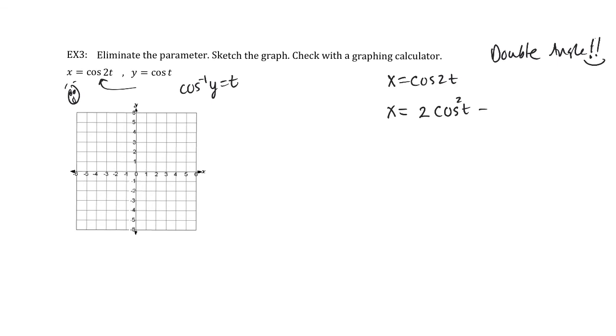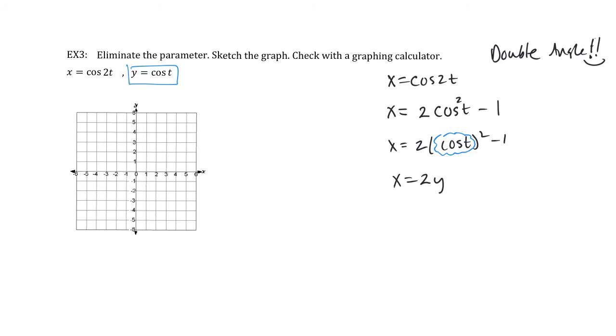All right, well, okay, let's see. We got rid of that. We decided not to try that, but we have an expression for cosine t. That's y. Oops, I erased my 1. Okay, so x equals 2 times cosine t quantity squared minus 1. Well, let's just replace cosine t with y. X equals 2 times y squared minus 1.